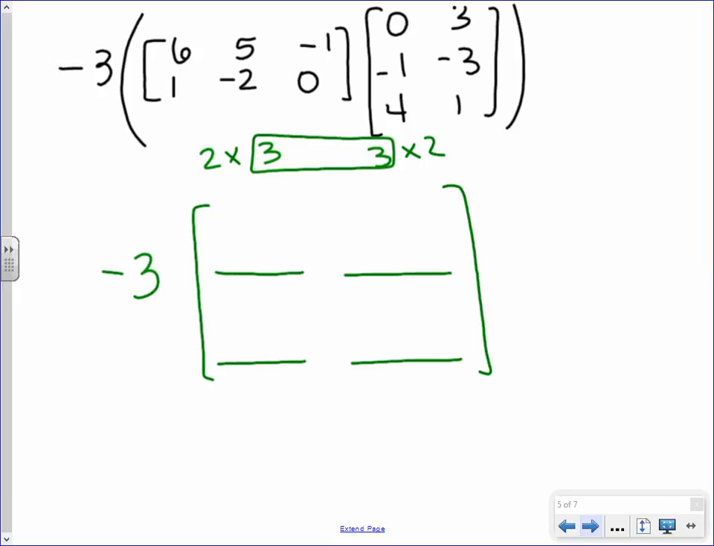Okay, so some of you have already started to do the multiplication, that's fine. If you want to follow me, you can. First row times first column, we have 6 times 0 plus 5 times -1 plus -1 times 4. First row, second column, we have 6 times 3 plus 5 times -3 plus 1 times -1. Second row, first column, we have 1 times 0 plus -2 times -1 plus 0 times 4.